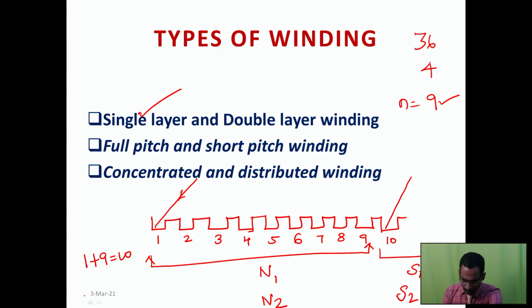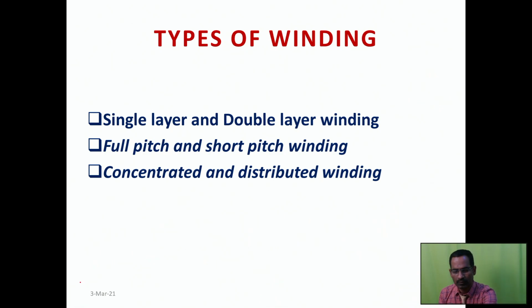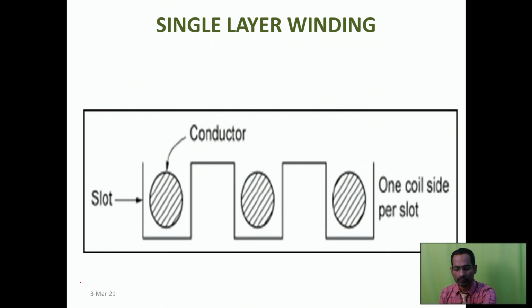Next, I will be moving to the next one. Yes, one coil side per slot. Here it is a single layer winding. It is my slot. It is called as teeth. Whatever we have shown here, it is the conductor. One coil side placed at one slot means it is called as single layer winding.